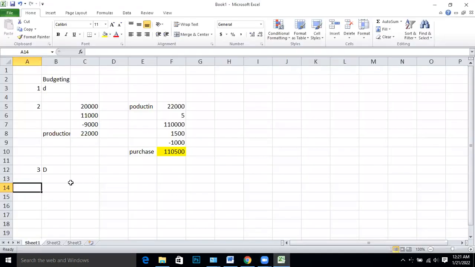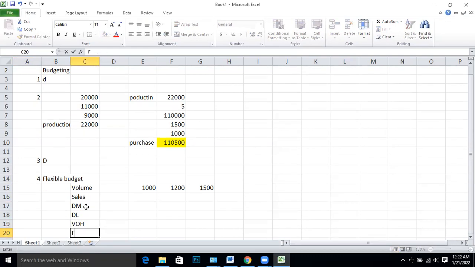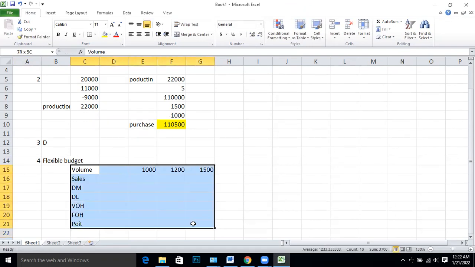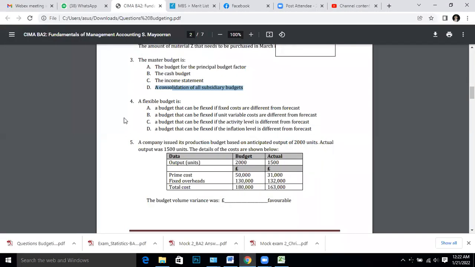See, I'll show you an example. A flexible budget example. Volume 1000, 1200, 1500. Sales, direct material, direct labor, variable overhead, fixed overhead, profit. So if you prepare a budget in this format, this is a flexible budget because it shows 1000 units, 1200 units, 1500 units. All the different activity levels are shown here, which is what you call flexible budgets.